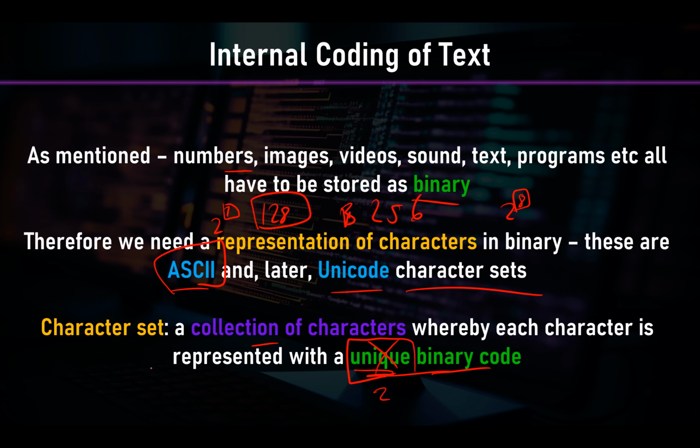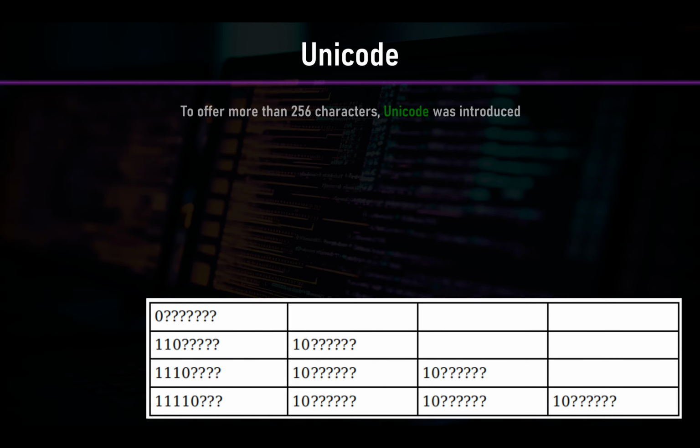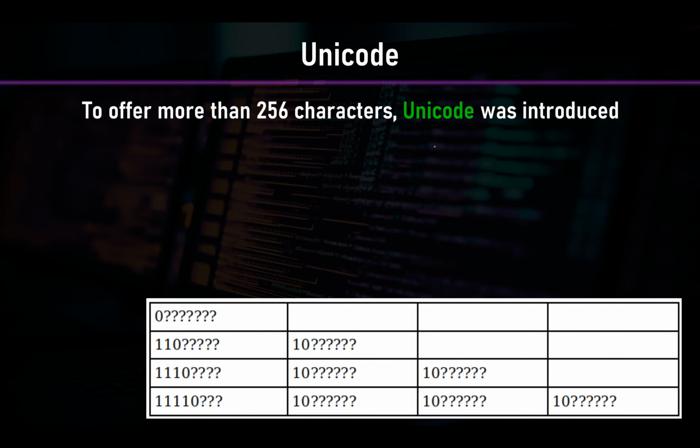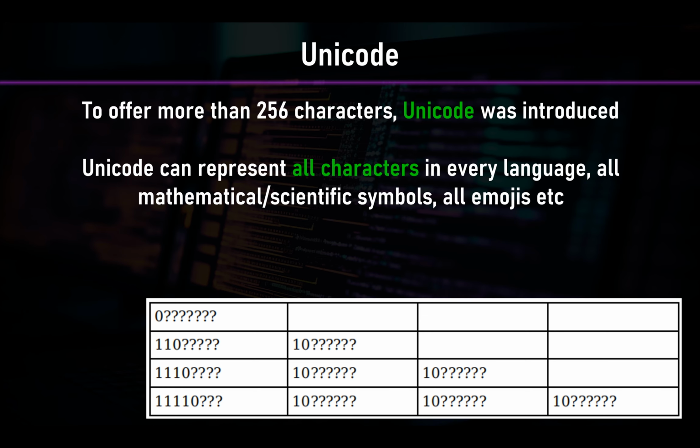ASCII can basically just represent the characters on your keyboard. It can't really represent other languages, like Chinese or Arabic, languages with much more than 256 different characters. So to get around this, Unicode was introduced, to have more than 256 characters. Unicode can represent all characters in every language, all the mathematical and scientific symbols, all the emojis, even things like hieroglyphics, these kinds of ancient languages.